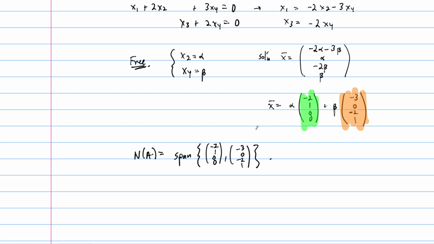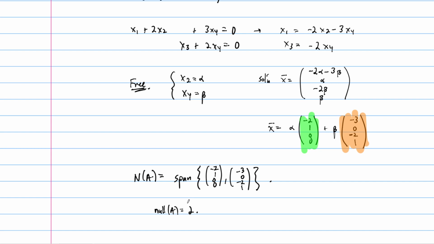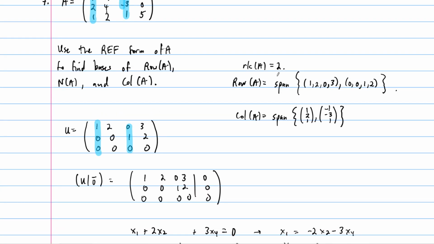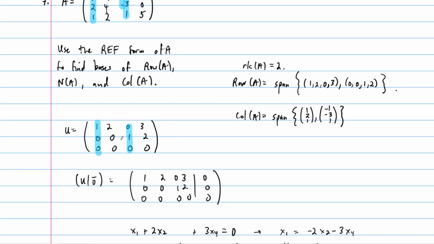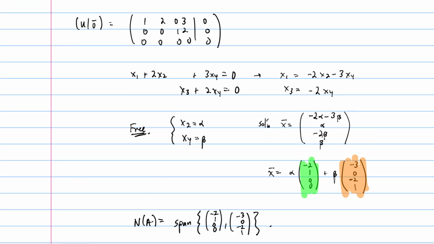Again, the dimension of the null space is 2, so the nullity of A is equal to 2. Remember that the nullity plus the rank has to add up to the number of columns of A, the dimension of the ambient space where the row space lives. So in R4 in this case. So that's why they both equal 2.